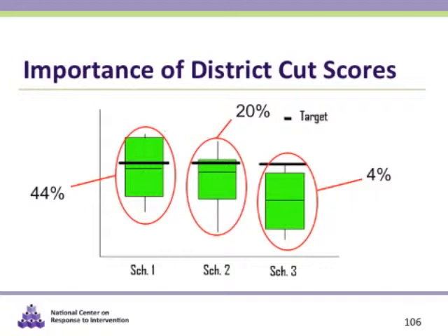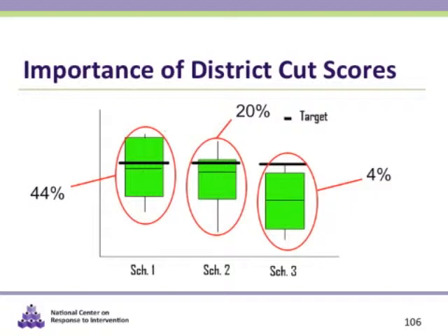So with this district established cut score, it becomes clear that School 3 has a much lower percentage of students at or above the cut score. In fact, only 4%. Remember, it was 48%. Then either School 1, which had about 44%, and School 2 about 20%.